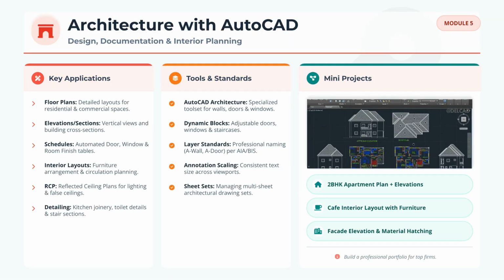Module 5 focuses on architecture with AutoCAD, covering design, documentation, and interior planning. You will learn to create floor plans, elevations, sections, and reflected ceiling plans. Tools include the AutoCAD Architecture Toolset and dynamic blocks to build a professional portfolio.